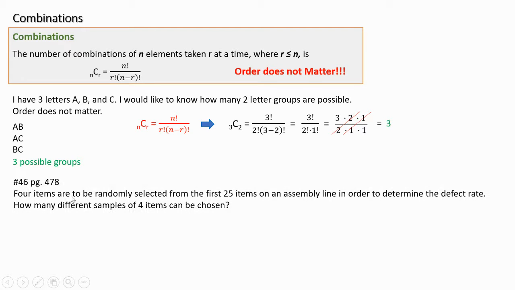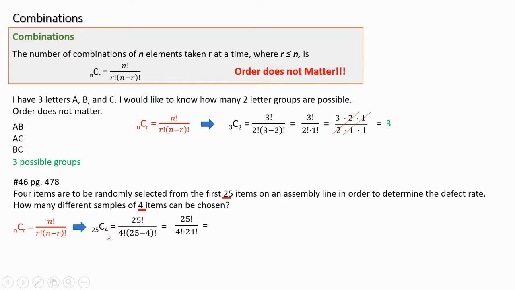Now, example, this is number 46 from page 478. It says 4 items are to be randomly selected from a list of 25 items on an assembly line in order to determine the defect rate. How many different samples of 4 items can be chosen? Okay, so it's going to be combination, right? Because here the order does not matter. So we got 25 and 4, so it's going to be 25 combination 4.